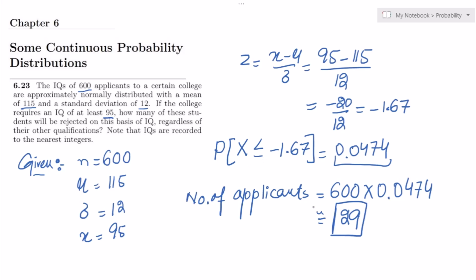Okay, so that is the solution of question 6.23. If you have any question, you can ask me in the comment box.